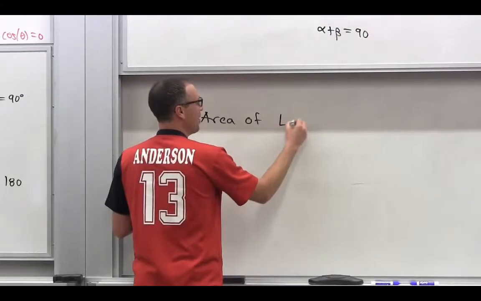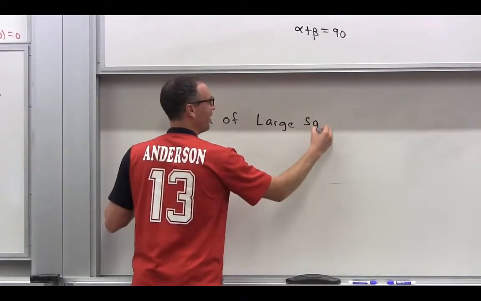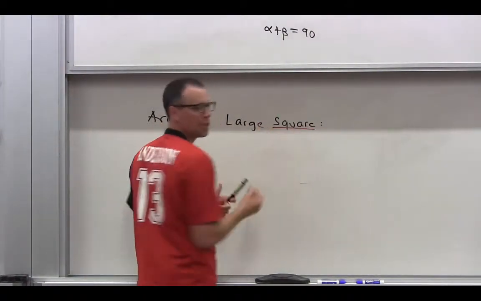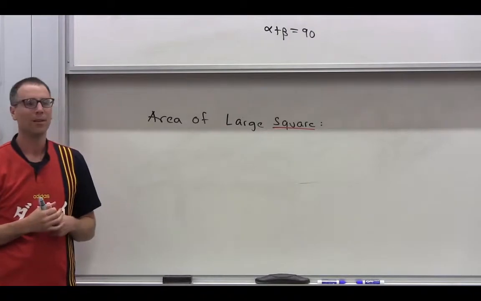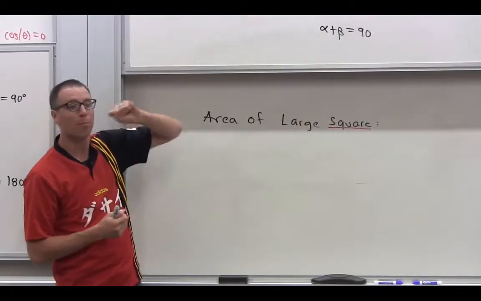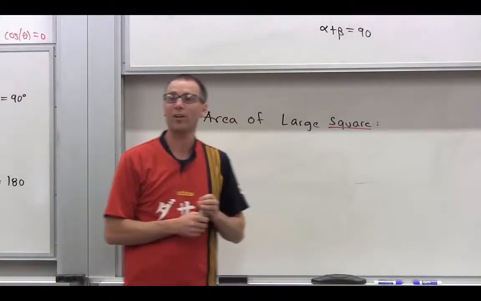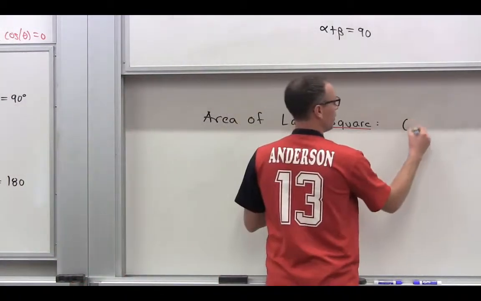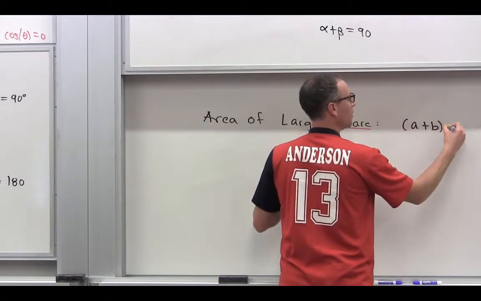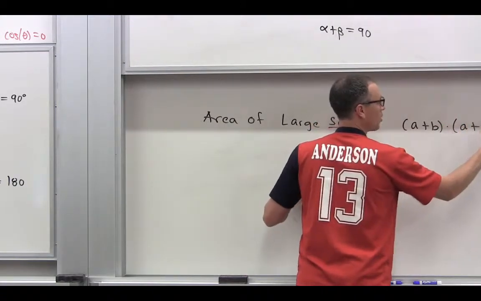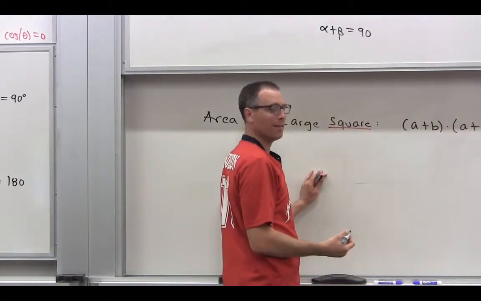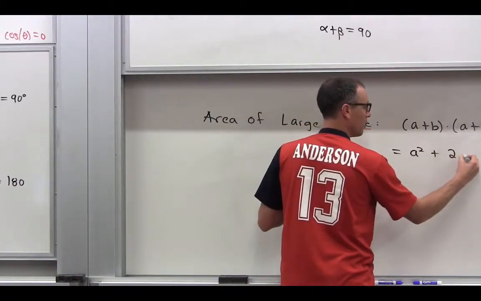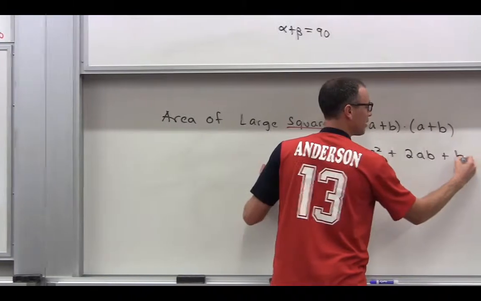Area of large square. What's the area of the large square? First of all, how did I know the large one was a square? All 90-degree angles, but it's more than just that it's all 90-degree angles. What else do I know about it? Yeah, what's the side length? A plus B. If it's a square, what's the area of it? Yeah, this is now a squared plus 2ab plus b squared.